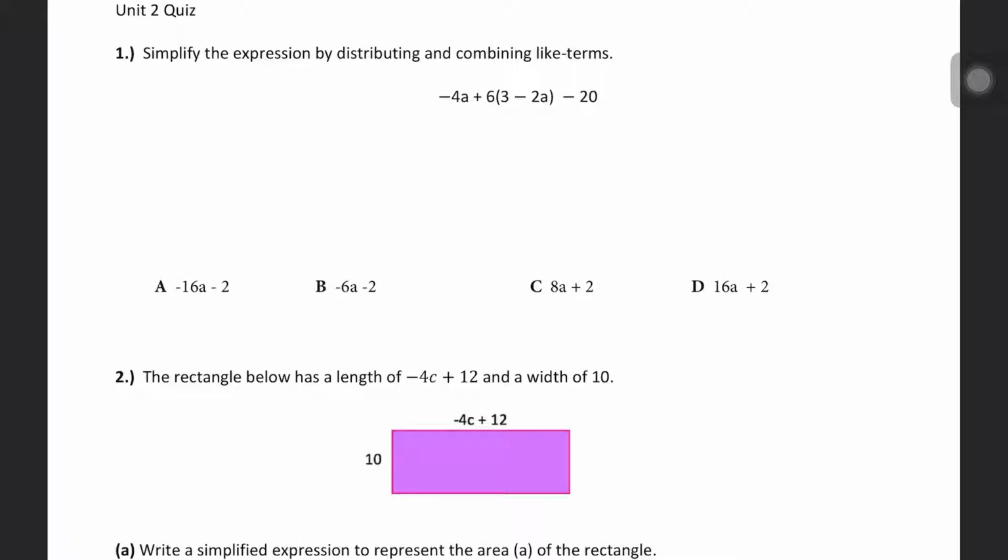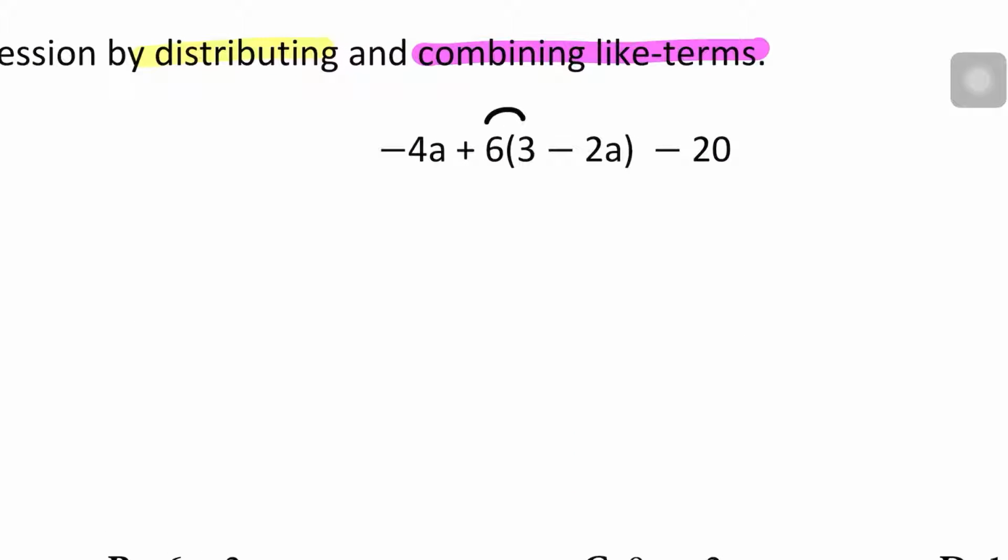Alright, number one says simplify the expression by distributing and combining like terms. So here, I notice that I can distribute the 6 to everything inside the parentheses. So that means I have negative 4a, positive 6 times 3, that's positive 18, and positive 6 times negative 2a, that's negative 12a, and then minus 20.